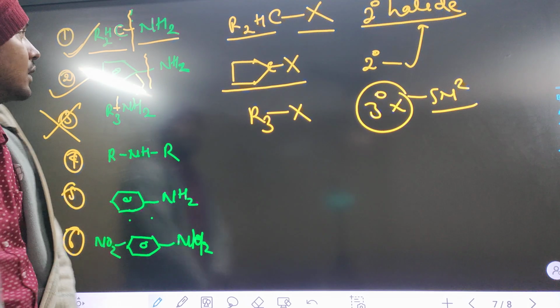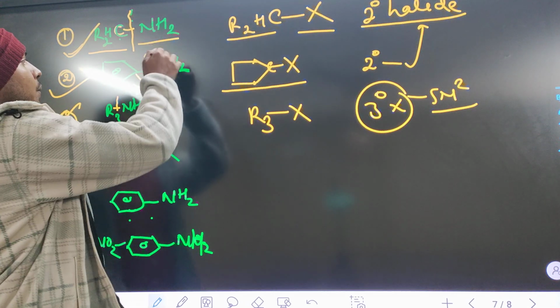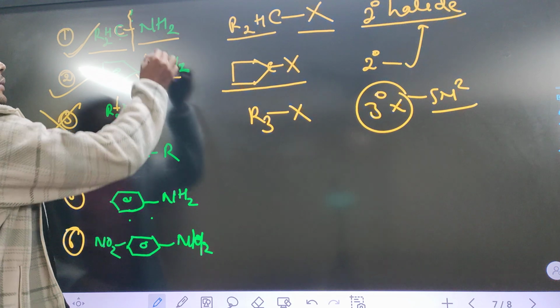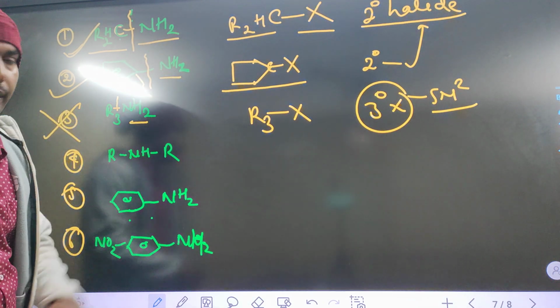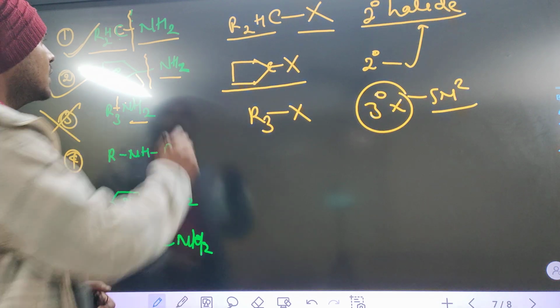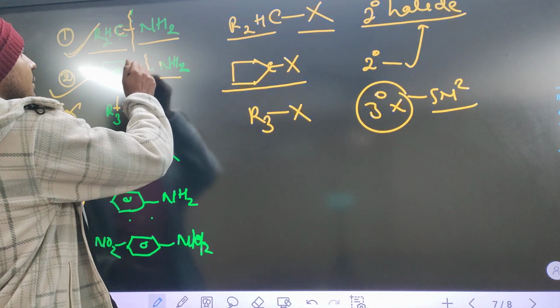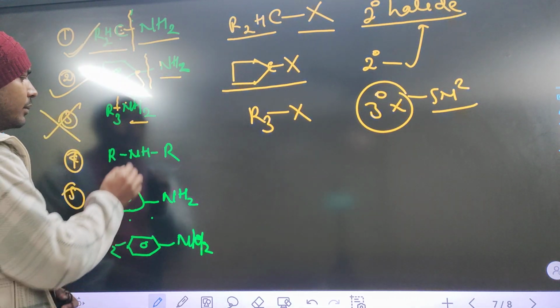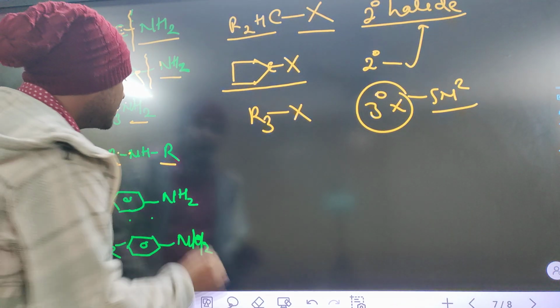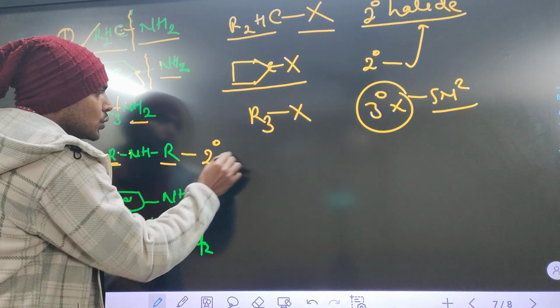I am coming here. First, in the end, we see the 1, 2 and 3 degree amines. This is a 1 degree amine, all of these are 1 degree amines, because N is attached to a single carbon. But here N is attached to 2 R groups. This is a 2 degree amine.